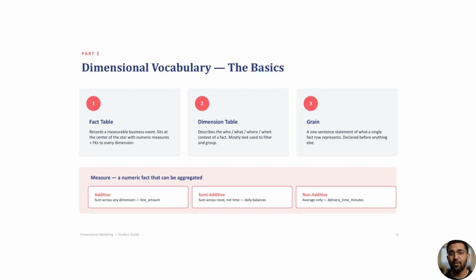Measures within the fact table can be additive, like line amounts that sum across any dimension. Semi-additive, such as daily balances that sum across most dimensions but not time. Or non-additive, like delivery time minutes, which are averaged. Understanding these elements is essential for effective dimensional modeling.